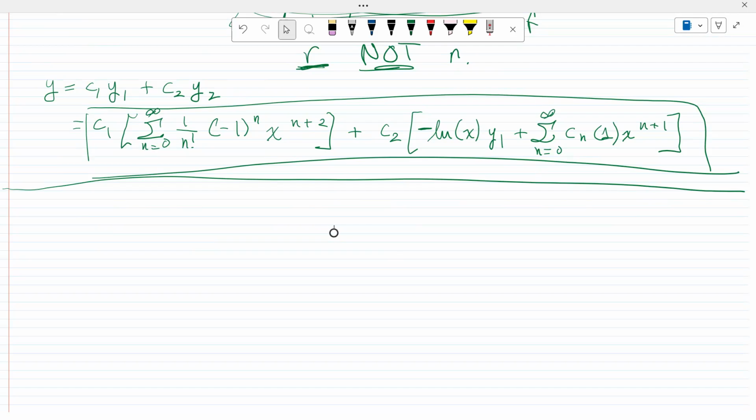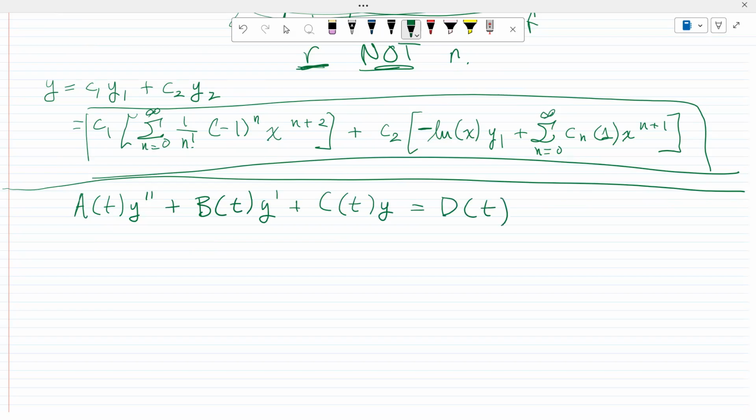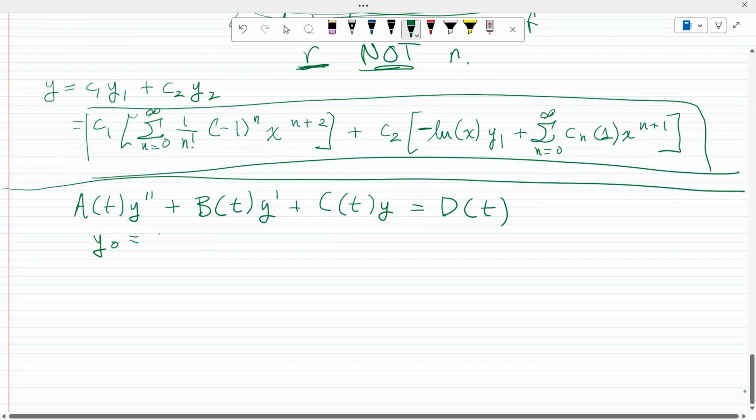So you want to assume if you have a of t y double prime plus b of t y prime plus c of t y is equal to d of t. Okay. And then, yeah, we're going to solve for y. So we have y naught is equal to y1 plus y2. These are our independent solutions for the homogeneous case.